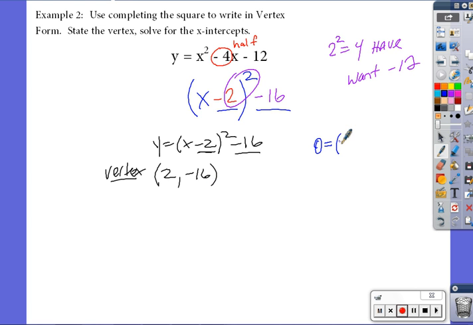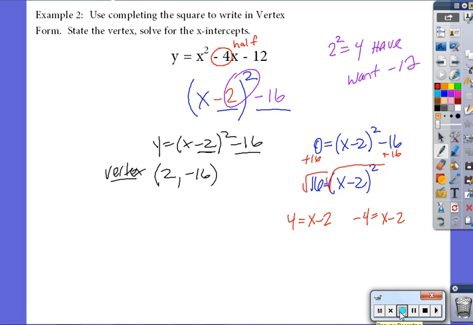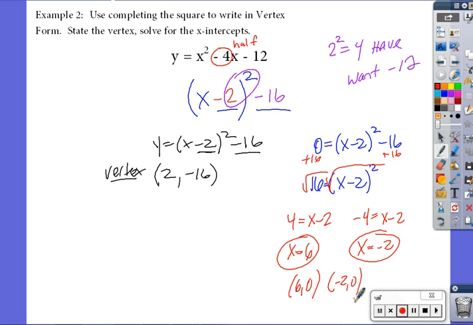So 0 would equal (x minus 2) squared minus 16. Add 16. Square root both sides. So I get 4. Remember, when I square root the 16, I get a positive 4 and a negative 4. That means here I'm going to get x equals 6 when I add that 2 over. Here I'm going to get x equals negative 2. There's my two answers. So (6, 0) and (-2, 0), and again, with these 3 points, I should be able to graph that parabola. So lots of advantages to completing the square.